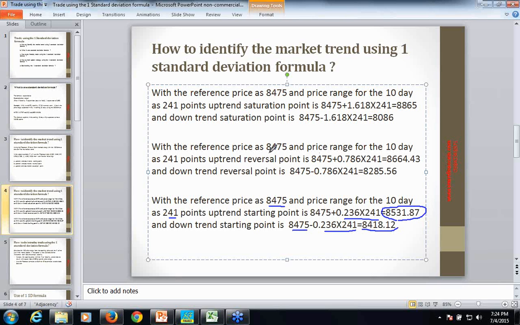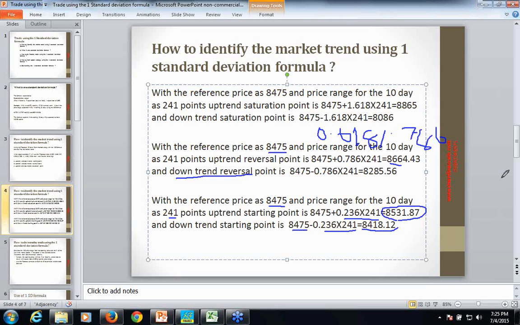Now with the same process of this 8475, where should we say the trend reversal point is? Fibonacci says that your 0.618 retracement to 0.786 retracement is a death zone or the reversal point. You achieve a certain trend, you have gone, and you have chances to retrace back. So based on this reference point of Nifty, it is telling that at 8664 or 8285, on either side when you get a trend reversal, you can have a maximum probability to reverse the trend.